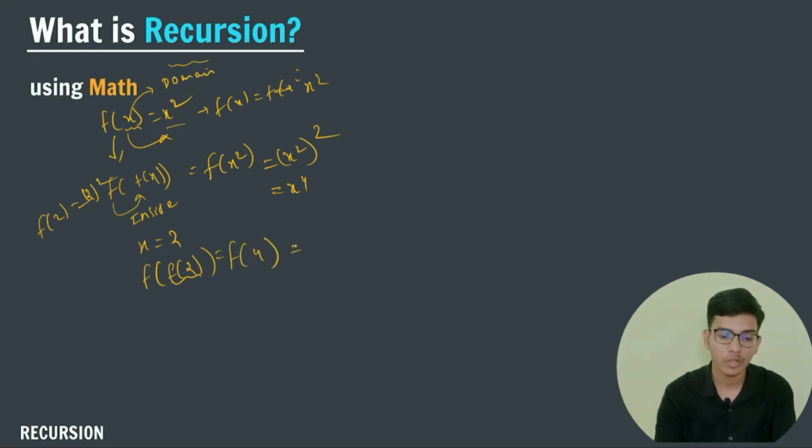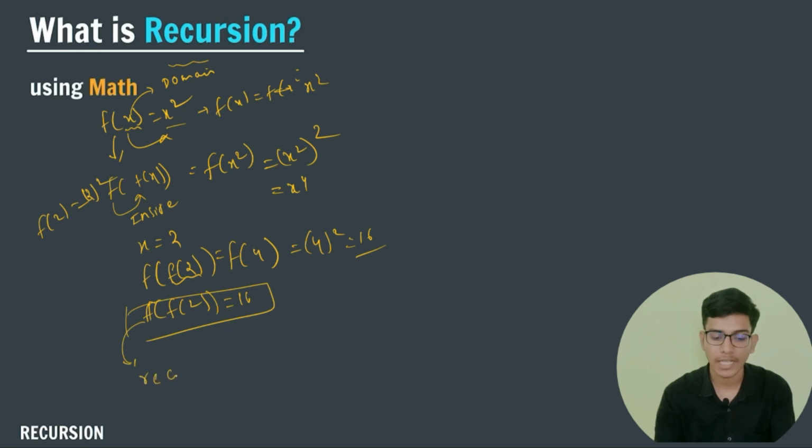So what is f of 4? f of 4 is 4 square. So this will give me 16. So f of f of 2 will give me the value 16, and this sort of thing is known as recursion. Calling our function, a function calling itself, that is known as recursion.